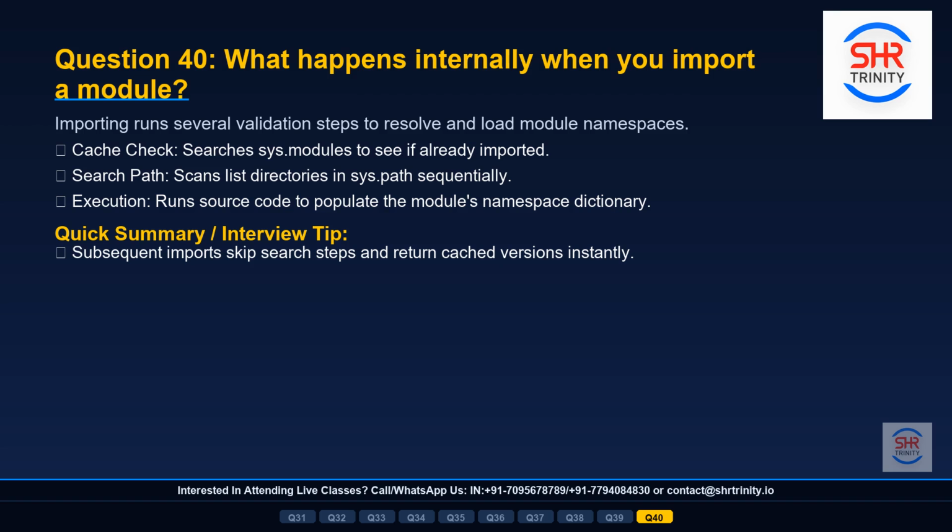Second, if not cached, Python searches through the directories listed in sys.path to find the module file. Third, once found, Python compiles the source code into bytecode. Fourth, Python executes the bytecode, populating the module's namespace with its functions and classes. Finally, this module object is stored in sys.modules for all future imports. This caching mechanism makes Python's module system very efficient in large applications.